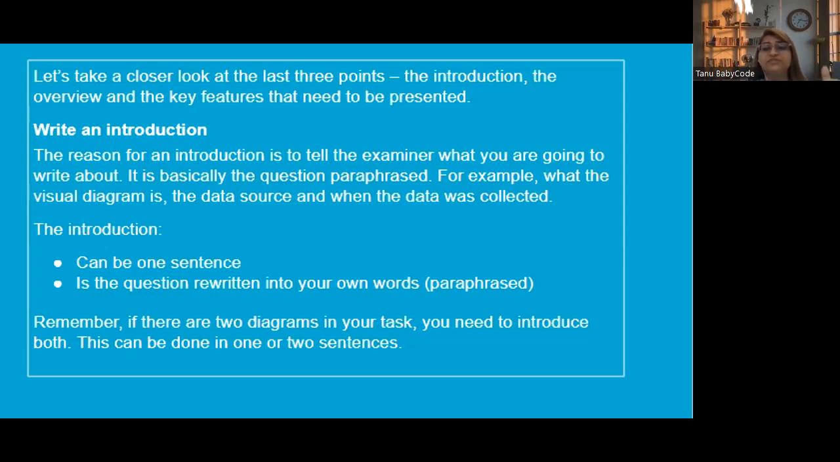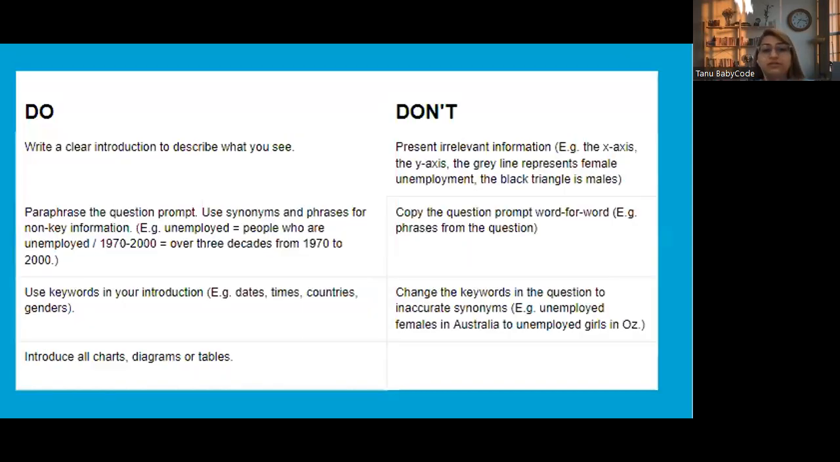Now, in exam, suppose you have only a pie chart. So you have one introduction. But in exam, suppose you got a pie chart and a table, a combination picture. So you will write an introduction for both of those pictures. That means you can write one to two sentences, a one-line statement for the pie chart and one-line statement for your table. Clear?